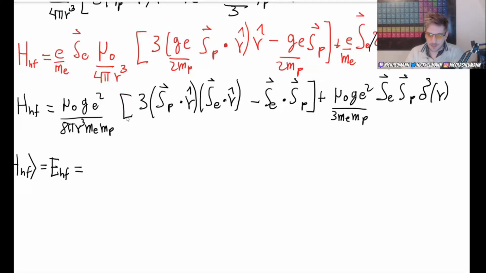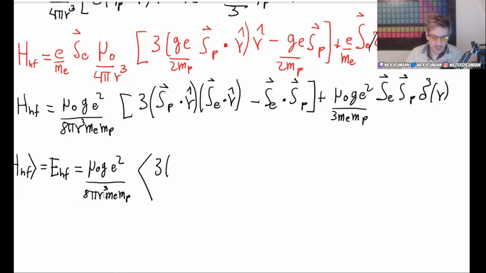Now, doing that is basically taking the expectation value of all that is in here. So let's now write it out. So this divided by 8π m_e m_p. Then we have just the expectation value of what is inside. So 3. Oh, actually, be careful. This r³, of course, we have to take inside, right? You can't just ignore it. You have to take its expectation value. It's not a constant. So we get this S_e · r.